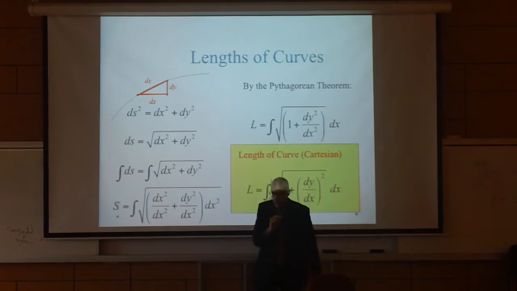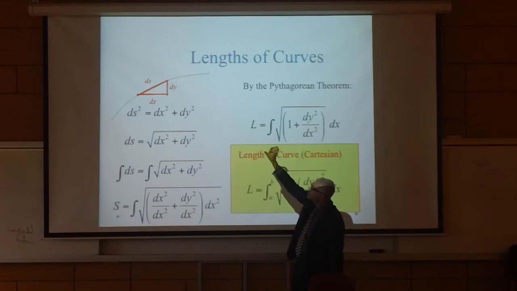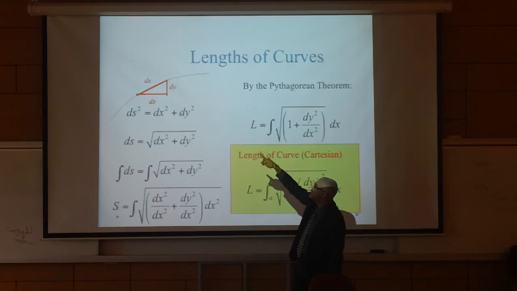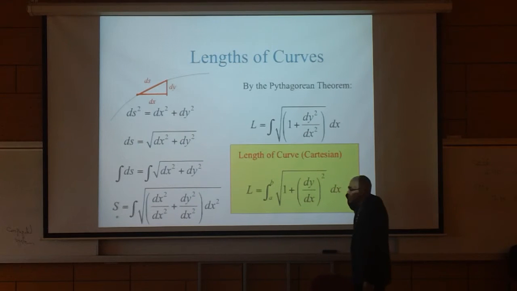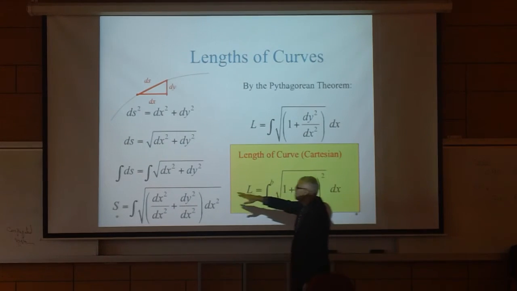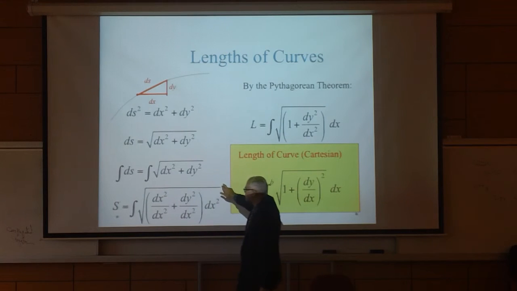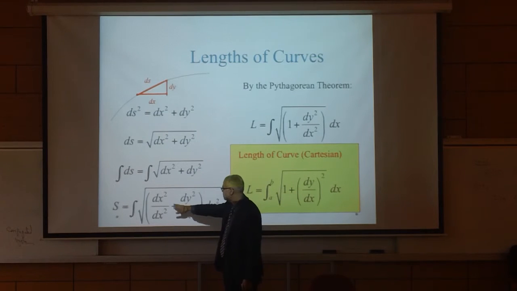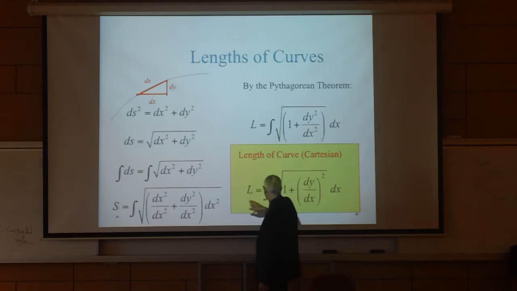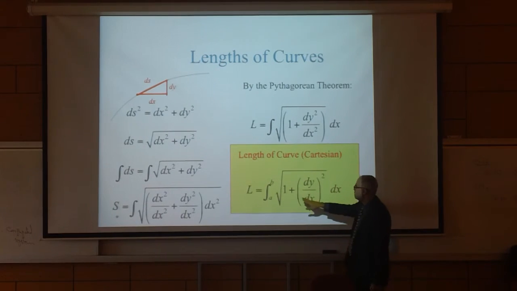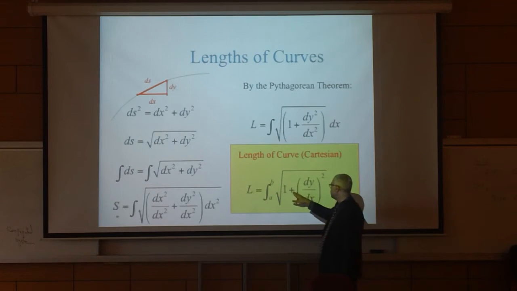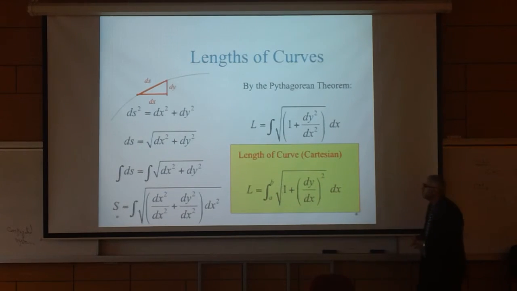Length of a curve. The element of that length is ds, and it is made up of dx and dy. ds squared is equal to dx squared plus dy squared. Then the integration for ds is the integration of the square root of dx squared plus dy squared. If I take dx squared outside the square root, then the length is equal to the integration from a to b of the square root of 1 plus (dy by dx) squared dx.